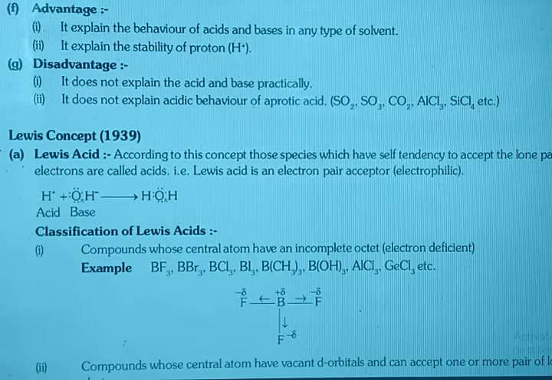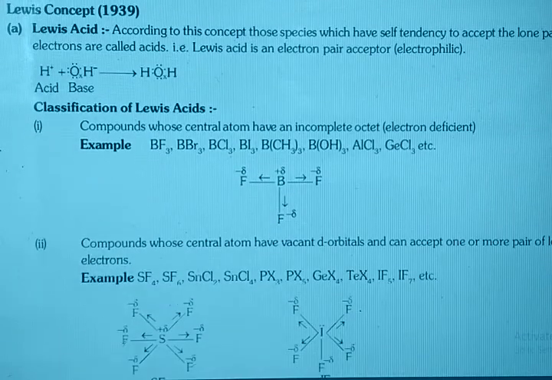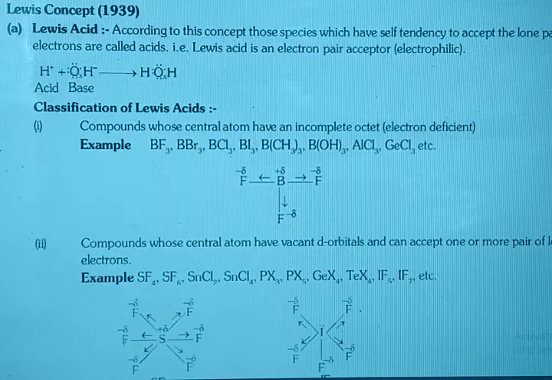Now the new concept is the Lewis concept. Have you heard the word Lewis? You may have heard it in chemical bonding. Lewis gave his concept in 1939. According to his concept, the species which have a tendency to accept a lone pair of electrons are called acids, and those which can donate a lone pair are bases. A Lewis acid is an electron pair acceptor.